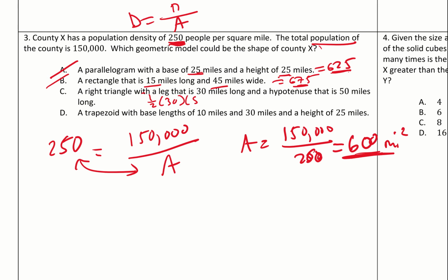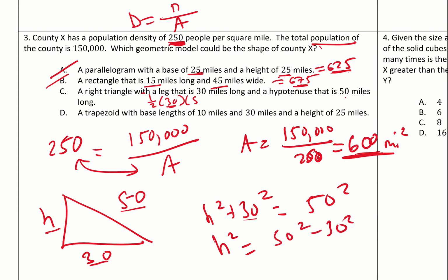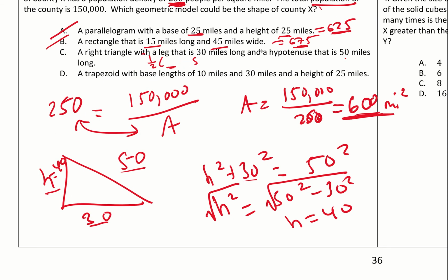For part C, they give us the leg, which is 30, and they give us the hypotenuse. So let's draw that out. They give us the leg is 30, and the hypotenuse is 50. So we need to figure out the h. So we need to do the Pythagorean theorem. So it's h squared plus 30 squared equals 50 squared. And so if I solve for h, I got to subtract the 30 squared and then do the square root. And if I do that, I get h is 40. So now we know that the height is 40, and we can plug it in. So it's 1/2 base times height, and if we did that, we get 600 square miles. And so the answer is C.